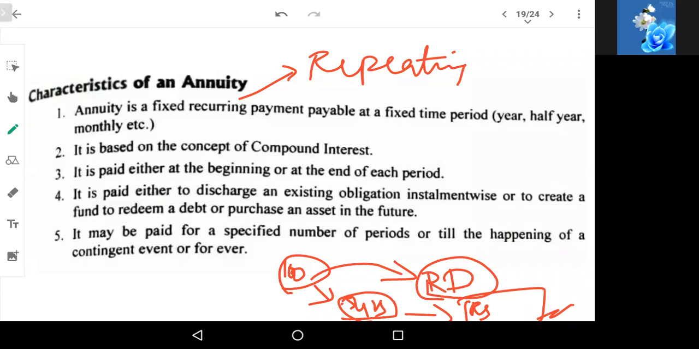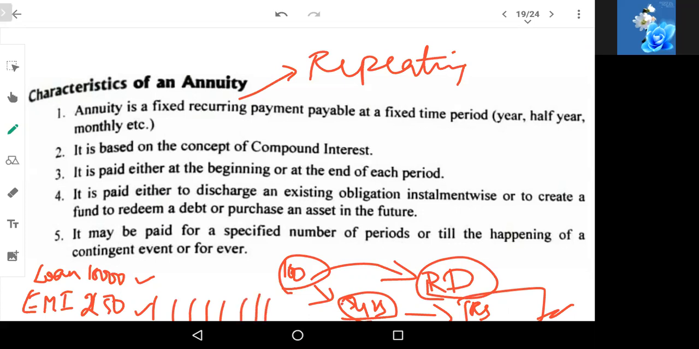This is one case. Another case is, you have taken a loan of 10,000 rupees. Now, to clear this 10,000 rupees loan, you are paying EMI. Let's say you are paying an EMI of 250 rupees every month. Example, okay? So, this 250 rupees will become an annuity because you are paying it installment wise, to complete one loan. Okay, that is also annuity.